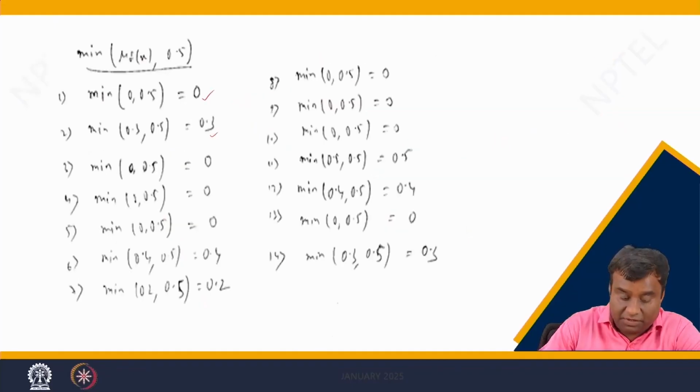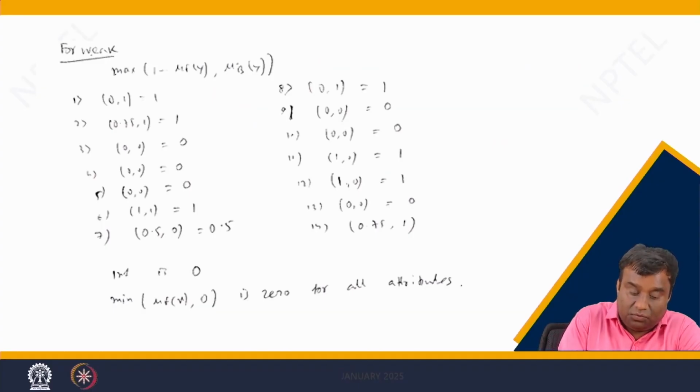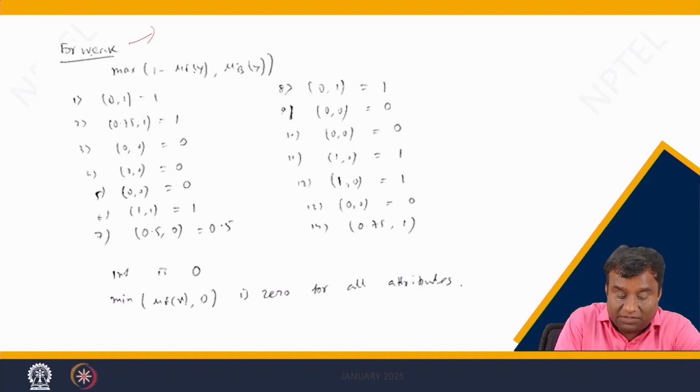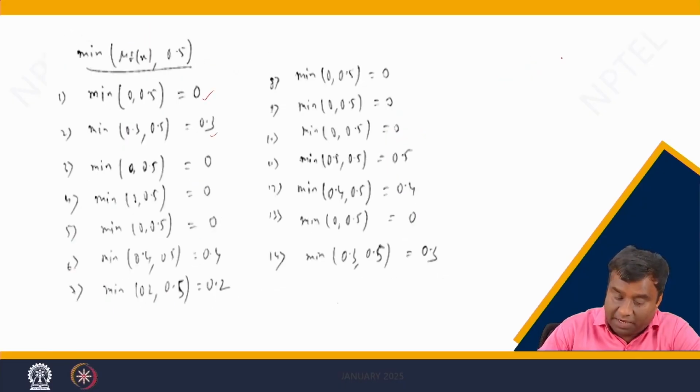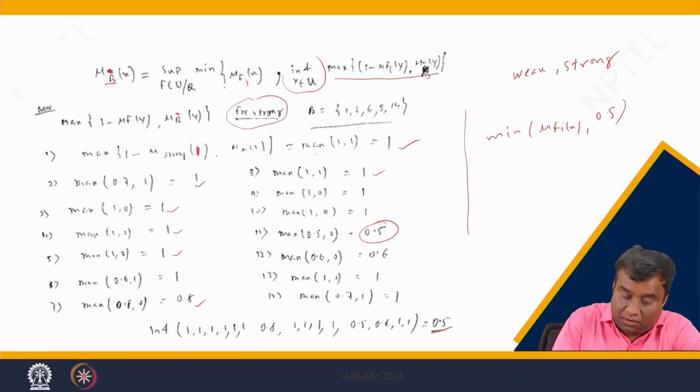Similarly, we have to calculate the same thing for the weak fuzzy set: the maximum of 1 minus mu B of y and mu F of y. We calculate that maximum first, and here the infimum value is 0. If the infimum value is 0, definitely the minimum of mu F of x and the infimum will also be 0, so every value will be 0.